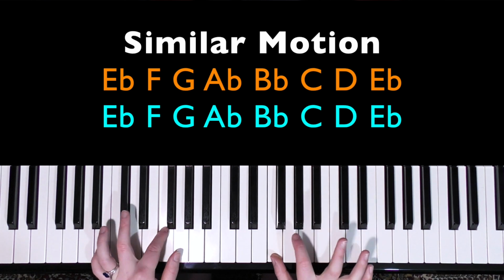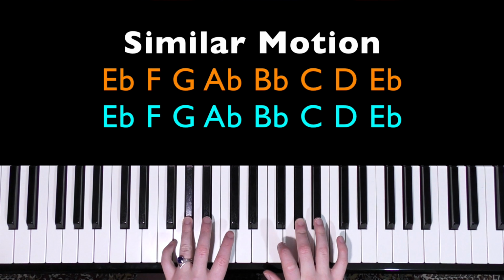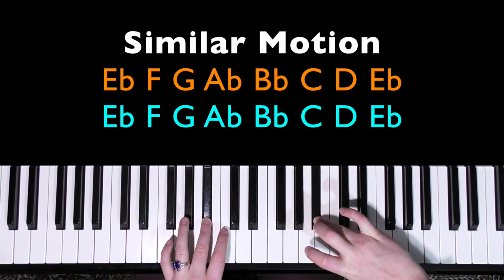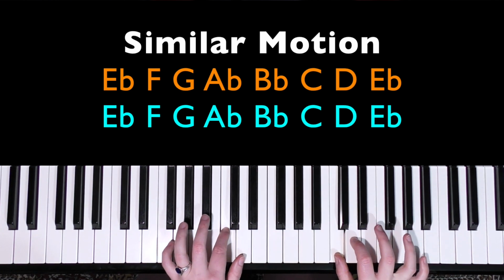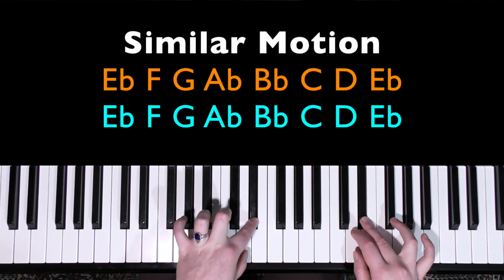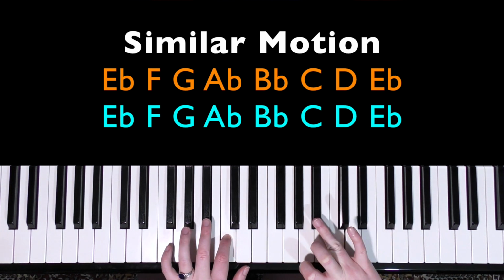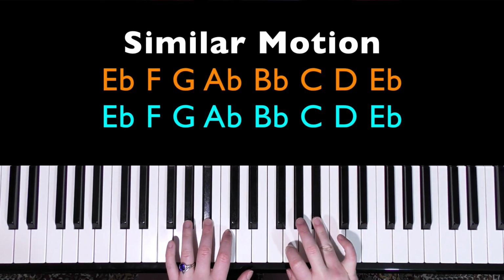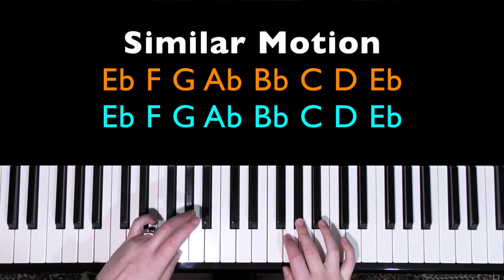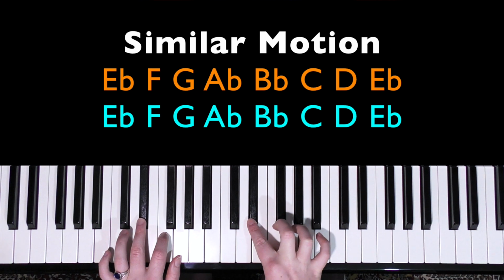1, over with the 4, under on the 4, over with the 2, land on the 3, come straight back down, over with 4, under on the 4, over with the 2. Do that again.